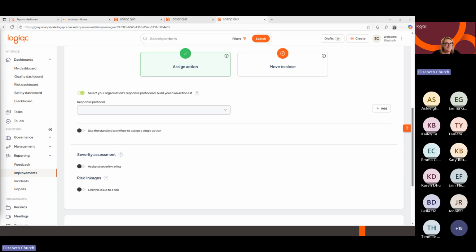Okay, if there's no more questions, I'll just highlight again. Response protocols and business rules, if you don't already have them added, they're really good add-ons because they do give us, again, that opportunity to be very specific about how things are reported and then what the subsequent actions are that we want to take.